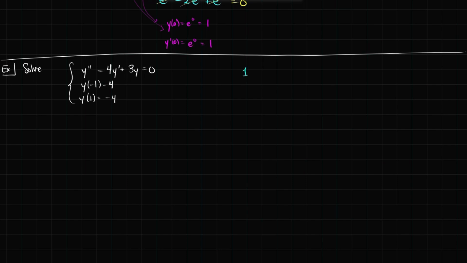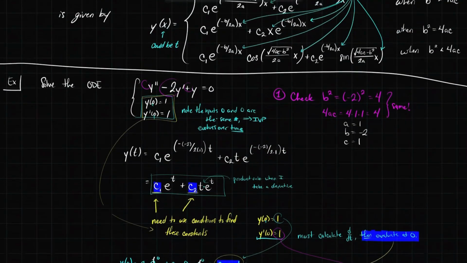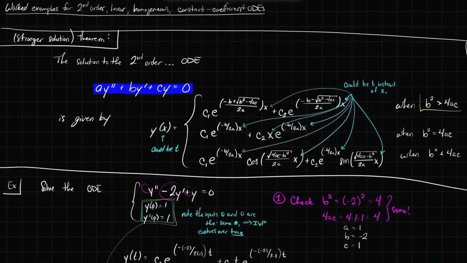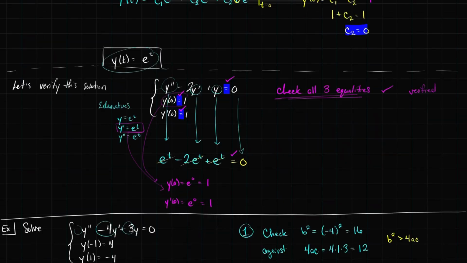First thing we need to do in every case is check b squared, which in this case, b is -4. That's going to be -4 squared is 16 against 4ac. 4ac will be 4 times 1 times 3, which will give me 12. And we find out that b squared, 16, is greater than 4ac, which was 12. B squared greater than 4ac, let's go up to the beginning. Looks like we are in the top case, which is when everything is fairly straightforward.